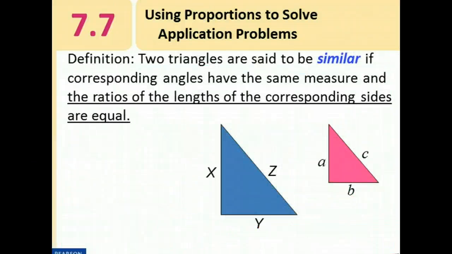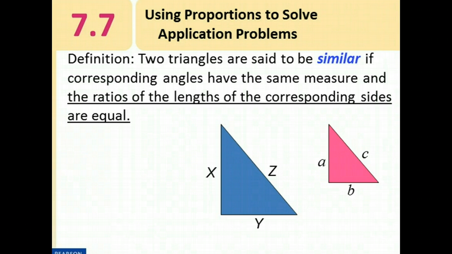The last type of application problem we're going to look at has to do with similar triangles. Two triangles are said to be similar if their corresponding angles have the same measure and the ratios of the lengths of corresponding sides are equal. Note that the underlined part of the definition tells us why proportions are useful in these type of problems. Because remember that proportions say that two ratios are equal to each other.